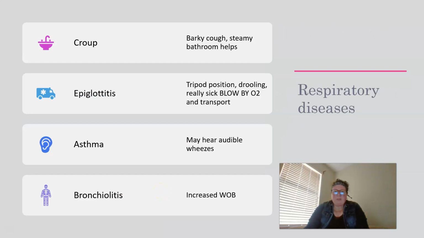Okay, a few respiratory diseases here to talk about. Croup, this is an upper airway obstruction. The virus causes a narrowing of the upper airway. It can cause a barky cough like a seal. It's worse at night. A steamy shower room helps, like if the shower gets really hot and steamy in the bathroom. That can help. Also, bringing them from inside to outside can make a difference in their breathing. And the treatment is really assessing and recognizing, oxygen, and transport.